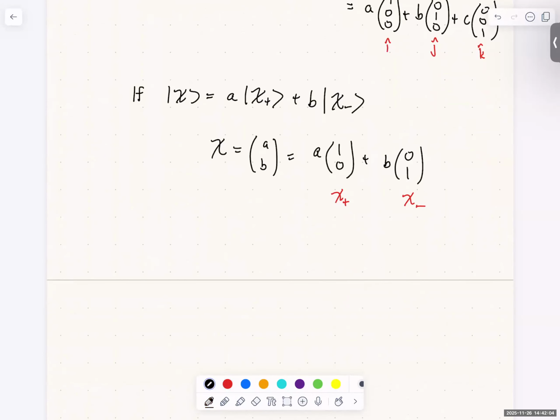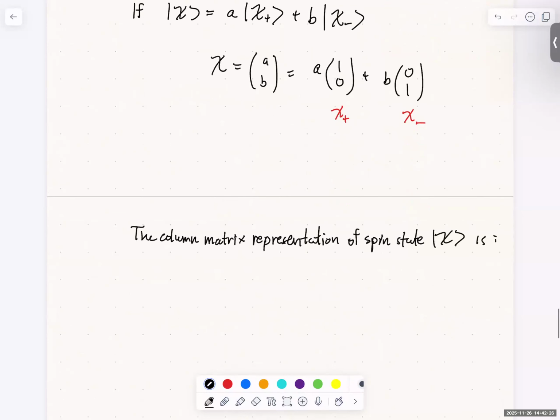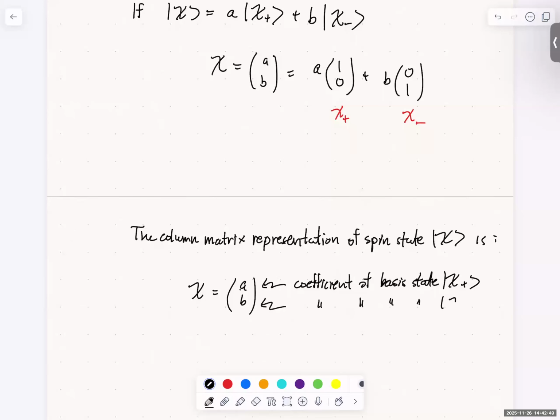Let's just emphasize this one more time. The column matrix representation of spin state chi is equal to (a, b). And this a is the coefficient of basis state chi plus, and the b is the coefficient of basis state chi minus.